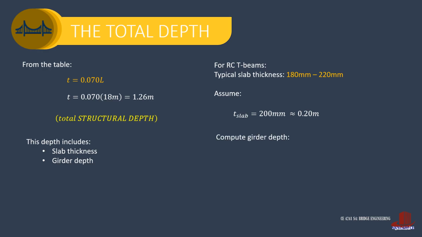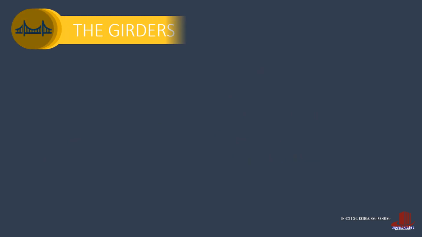So with the slab thickness already identified, we can have the rest of the structural depth be the girder depth. The girder depth is the total structural depth of 1.26 less the slab thickness of 0.2, giving 1.06 meters. Now we solve the girder parameters. Let's assume the girder spacing as 2 meters, basing it from the bridge material as reinforced concrete.